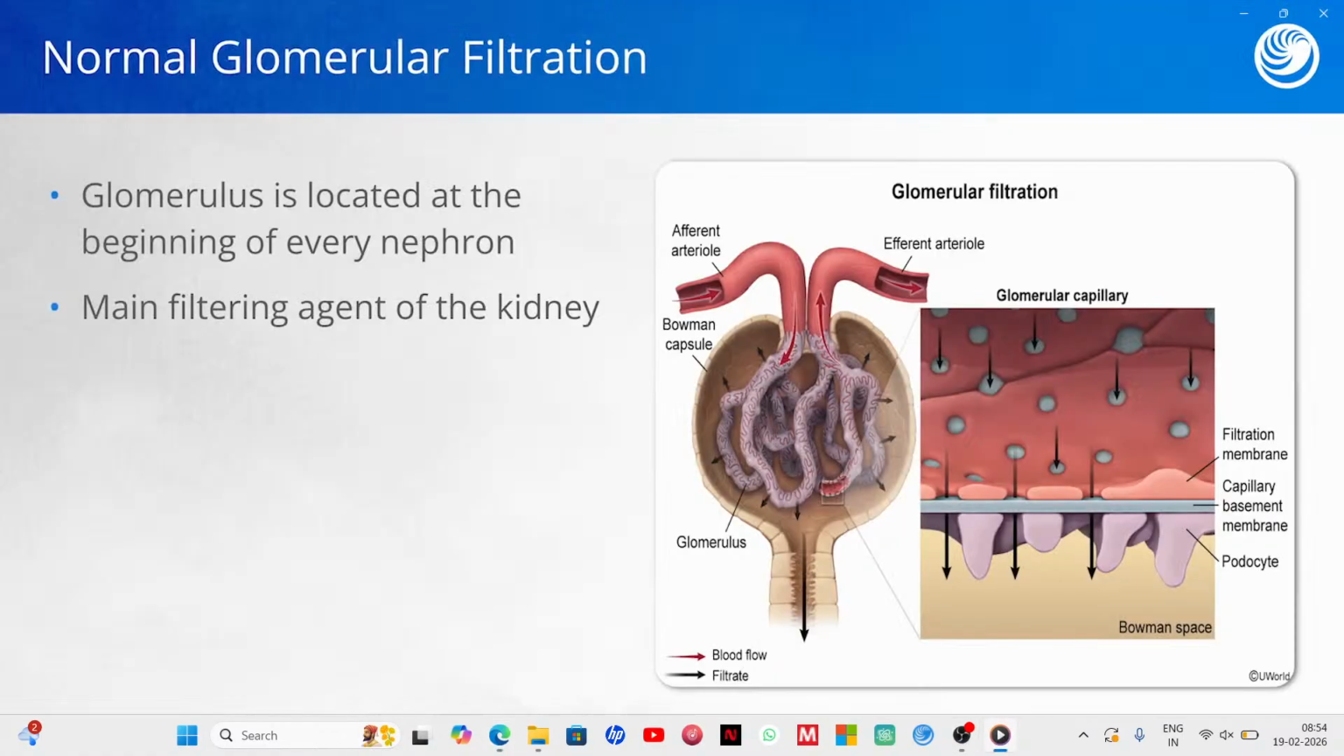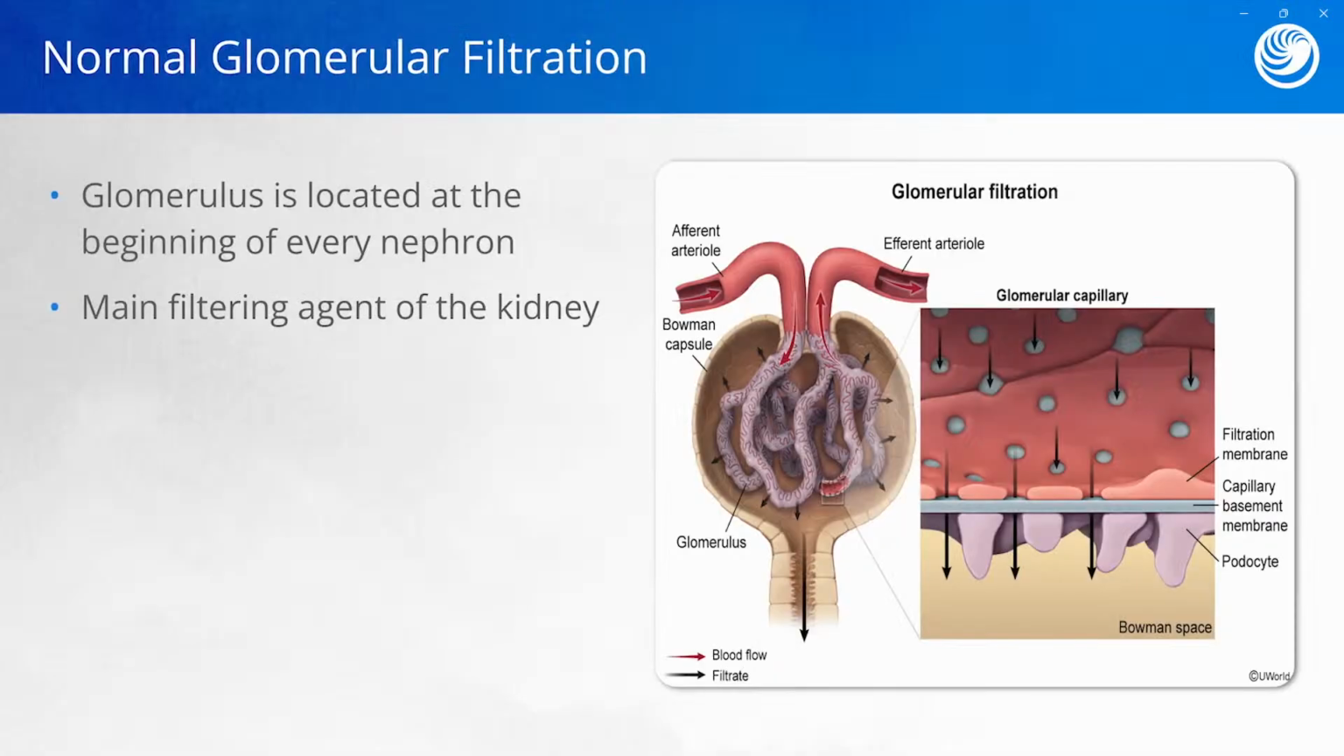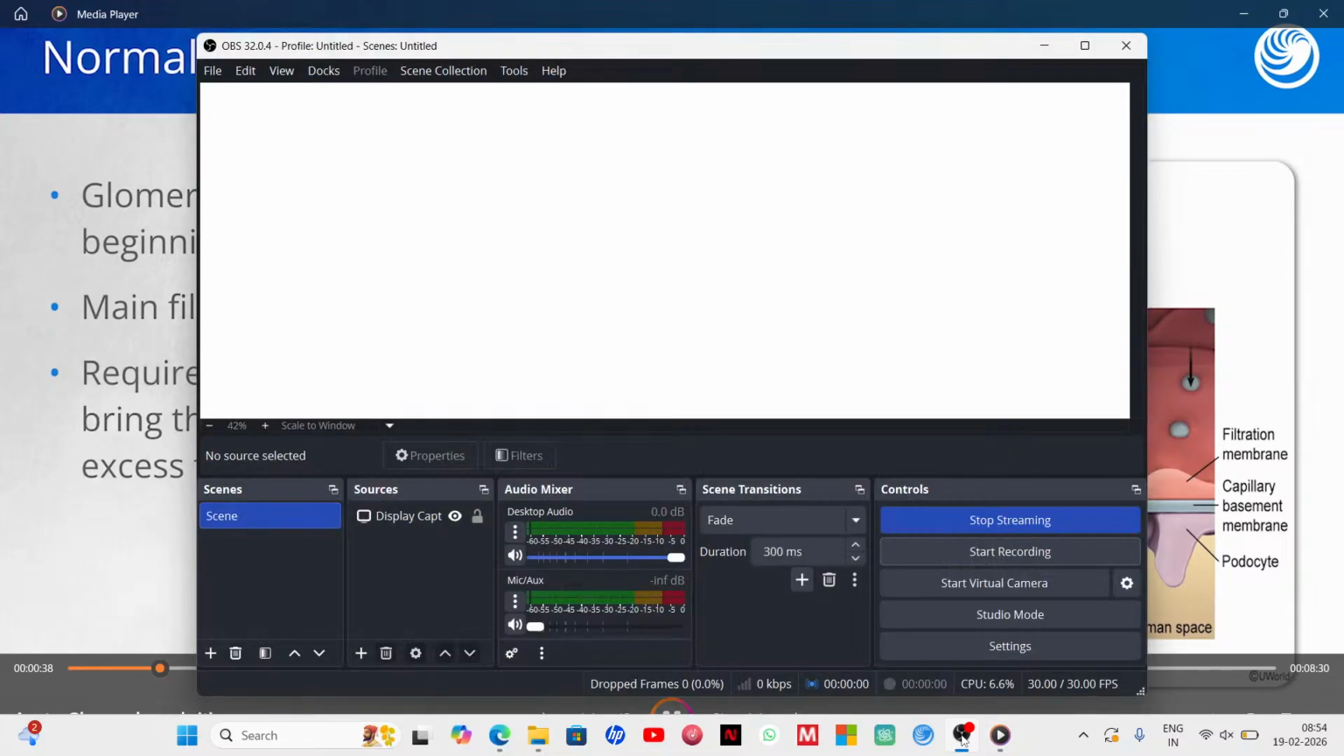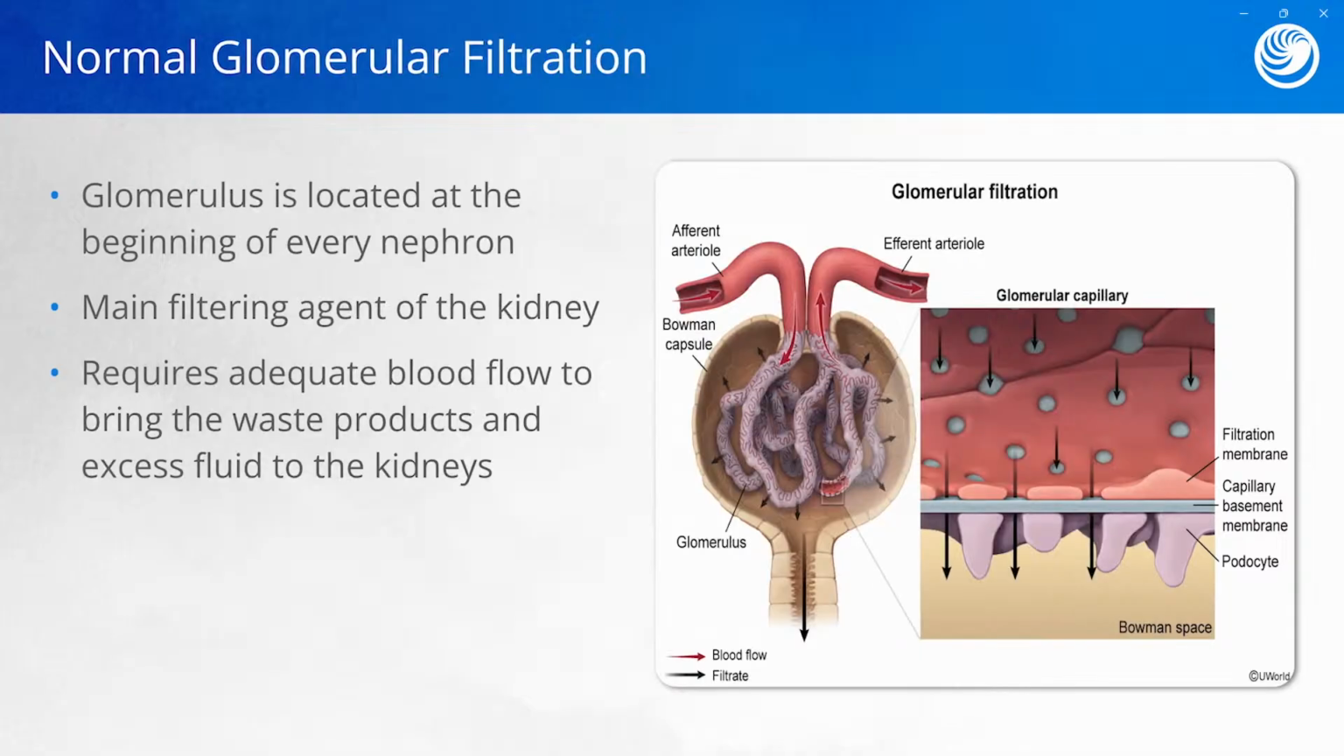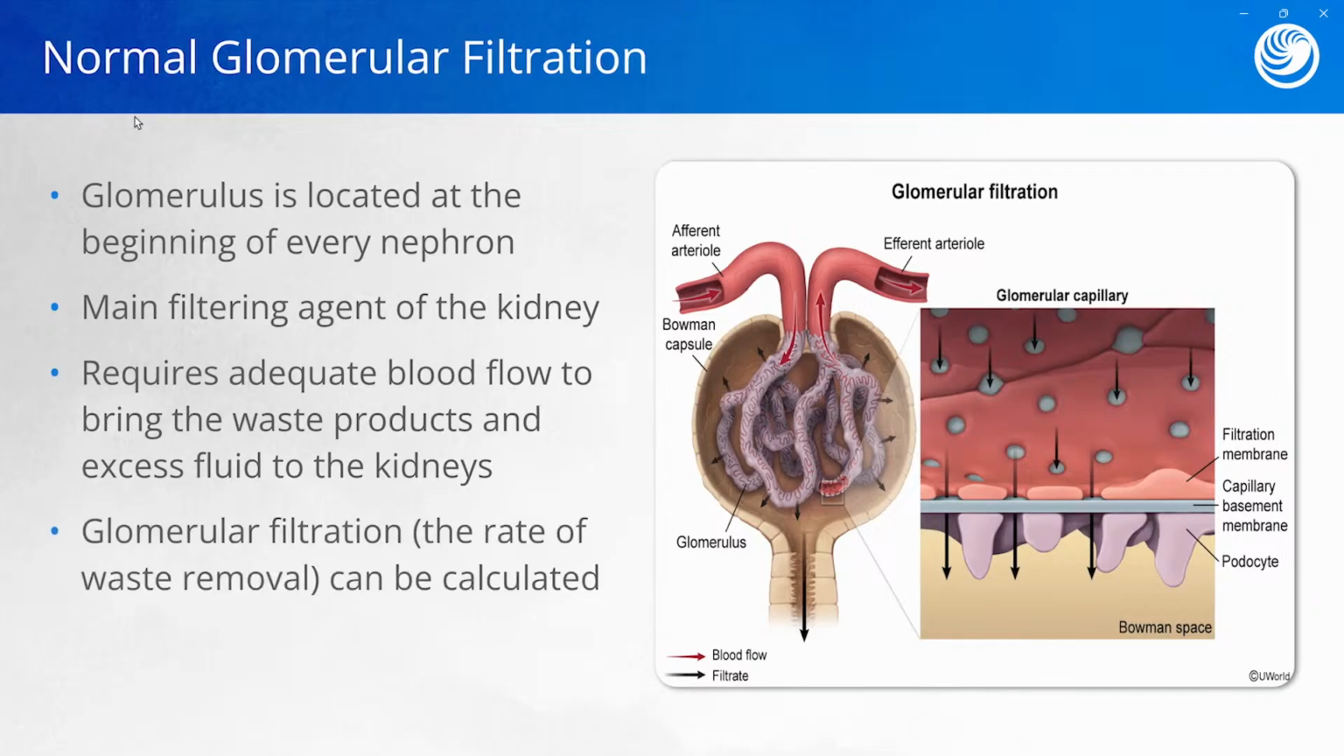You can see by our illustration that the glomerulus is made up of loops of capillaries. This requires adequate blood flow to bring those waste products into the kidney so that we can determine what is essential, what is waste product, and then move it through the system. We can calculate the rate of filtration. How quickly are these products moving through the glomerulus? This is known as the estimated glomerular filtration rate. This is a serum blood test.